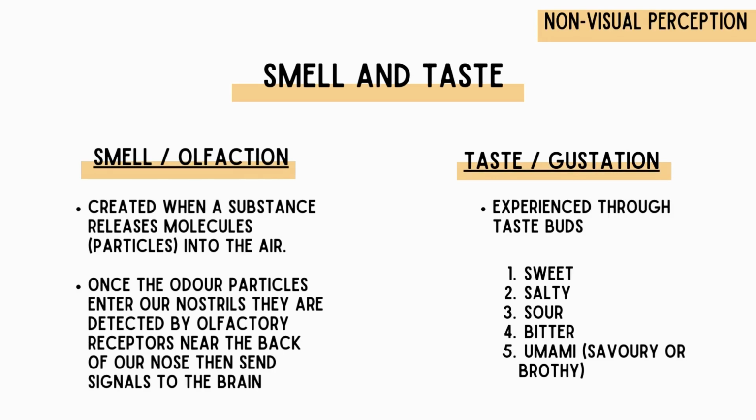Smell and taste. A smell is created when a substance releases molecules, particles, into the air. For us to detect the smell, those molecules need to enter our nose. The more volatile the substance is, the more easily it gives off molecules, the stronger its smell. Taste is experienced through the taste buds in the mouth, and in Western views, was originally considered to have 4 states: sweet, salty, sour and bitter. But Eastern traditions have included a 5th, umami, which translates roughly as savory or brothy.